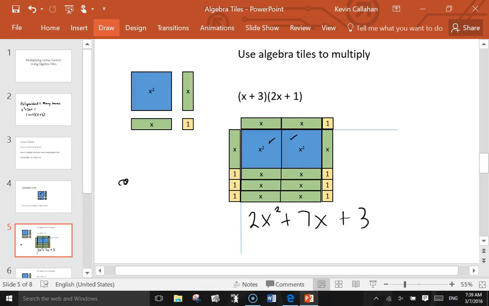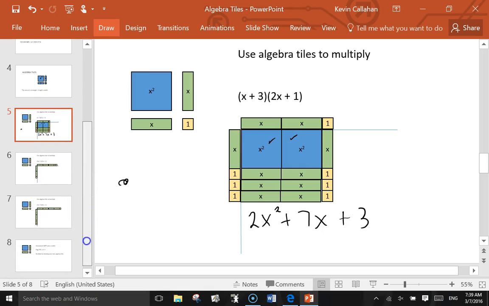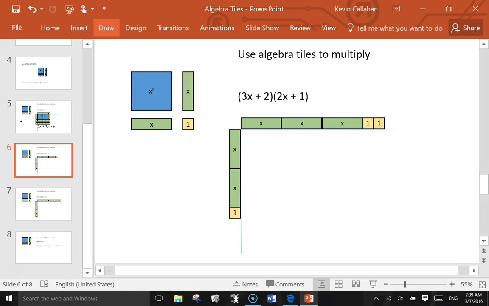Let's try, I'll do another one. All right, this time, notice what we're multiplying here, right? Here's 3x plus 2. 1, 2, 3x plus 2. Here's 2x plus 1. x, 1. Okay, now we need to use these squares to fill in here.